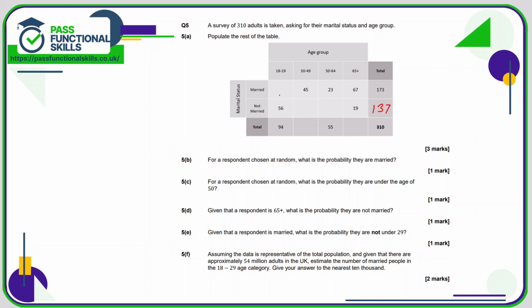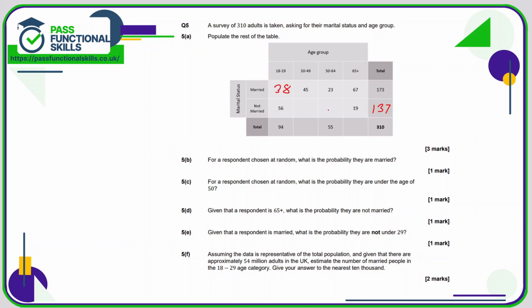We can also work out the number of 18 to 29s that were married. There's two ways we can do it. We can either subtract these three values from 173, but even easier, we can just subtract 56 from 94. We know that in total there are 94 people between 18 to 29, so if 56 are not married, then the rest are married. So 94 take away 56, that is 38.